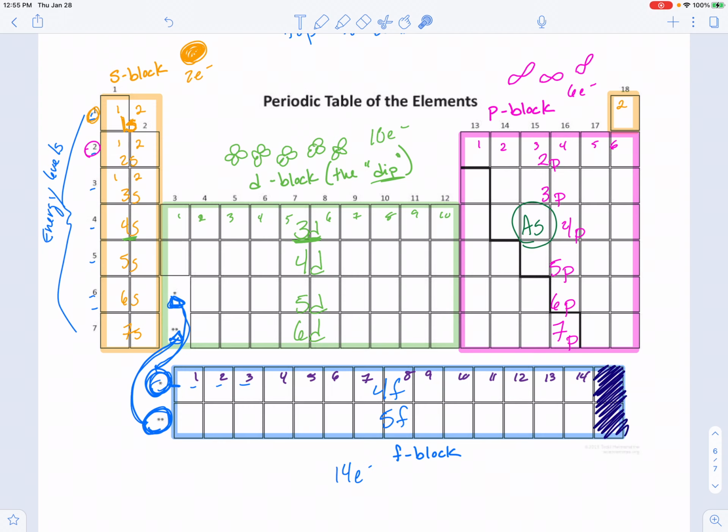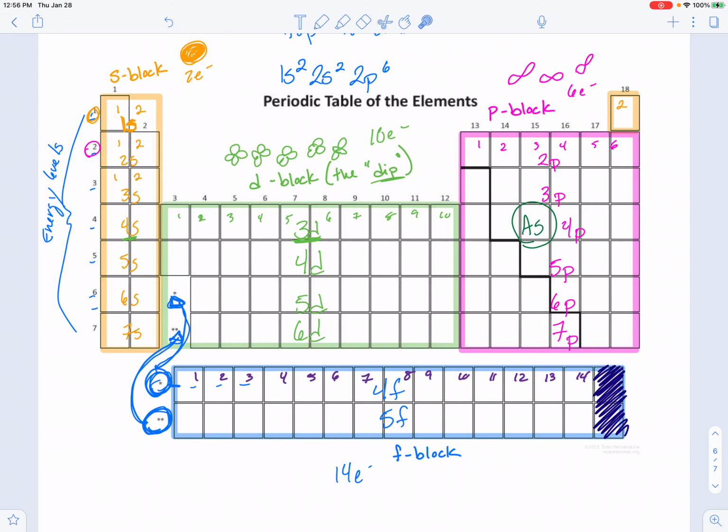So if I'm reading my first row, that means that I'm going to fill up 1s all the way. I'm going to fill up 1s1 and 1s2. And then I'm going to go down to my next line, and my first thing that I'm going to fill is 2s. So then I'm going to fill up 2s1, 2s2, and then if I go across, I'm going to fill up 2p1, 2p2, 2p3, 2p4, 2p5, 2p6. So I'm going to fill it up all the way through 2p6.